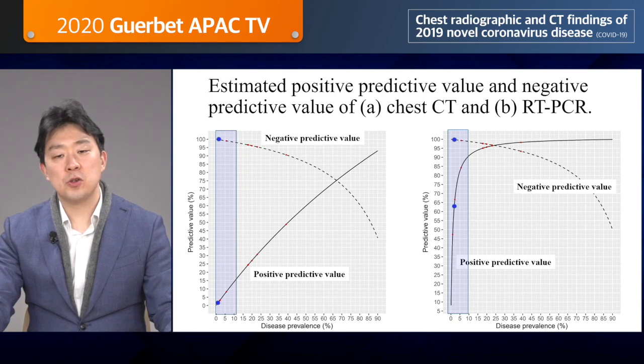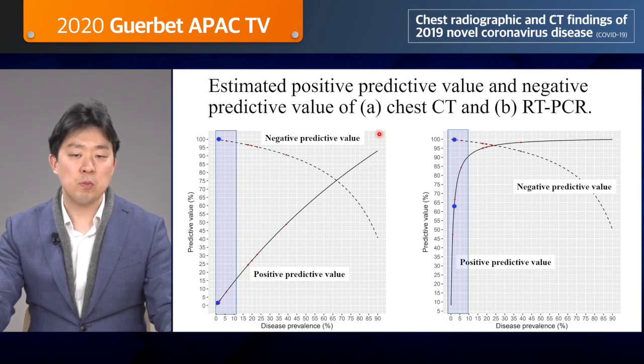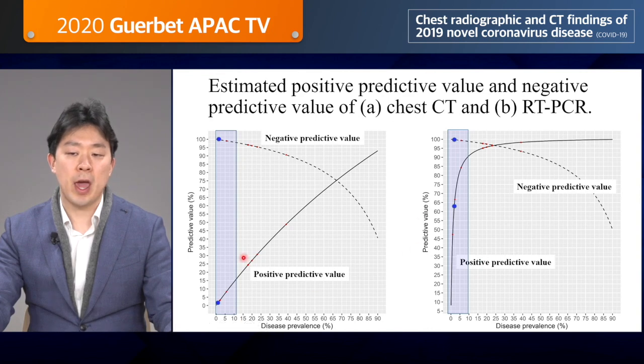These two figures show estimated positive and negative predictive values of chest CT scan and RT-PCR. The bottom bar indicates disease prevalence, and the left bar denotes predictive values. Given the low specificity of chest CT scan, there is a large gap in the positive predictive value between chest CT and RT-PCR in lower prevalence regions.